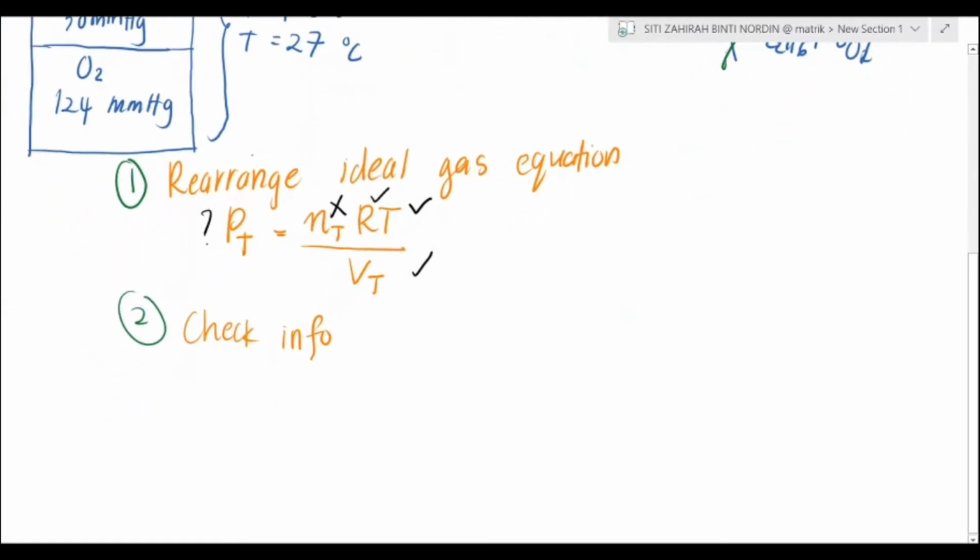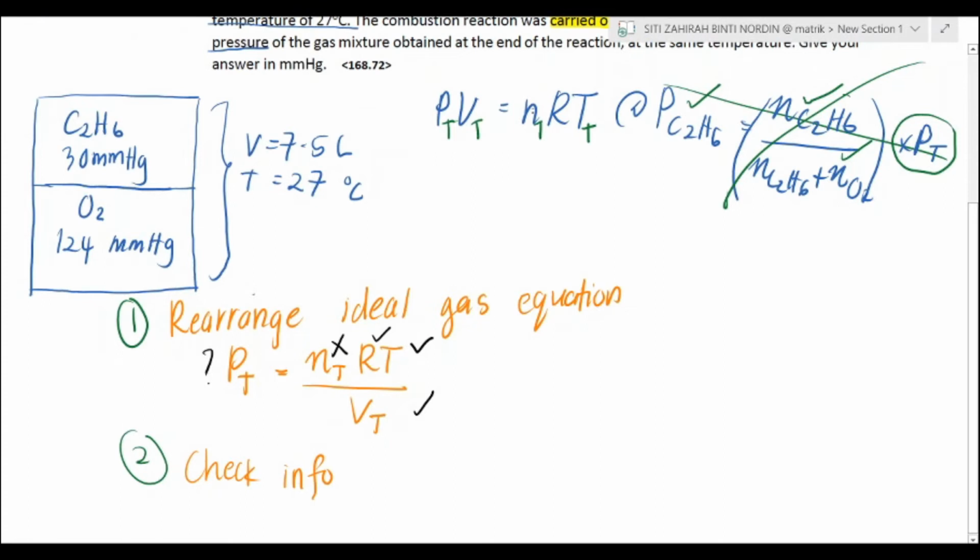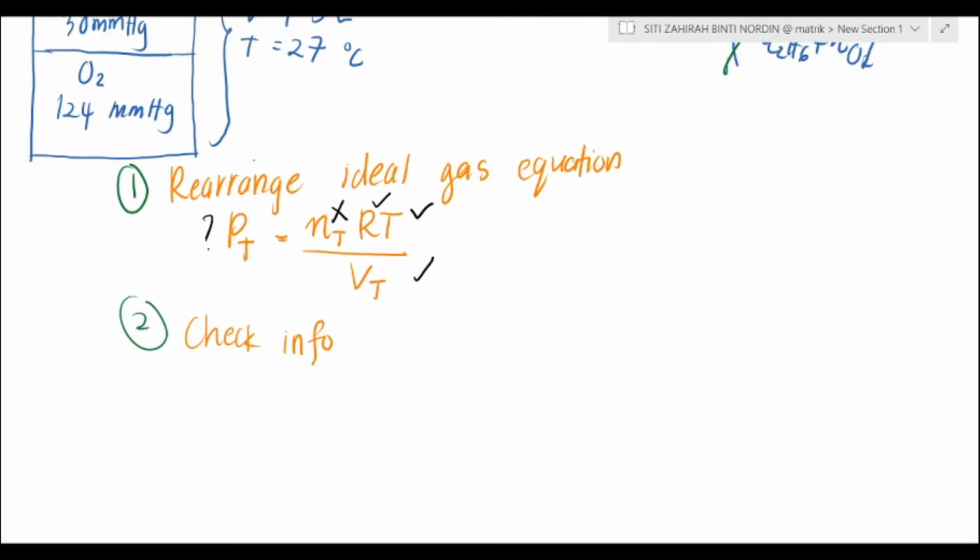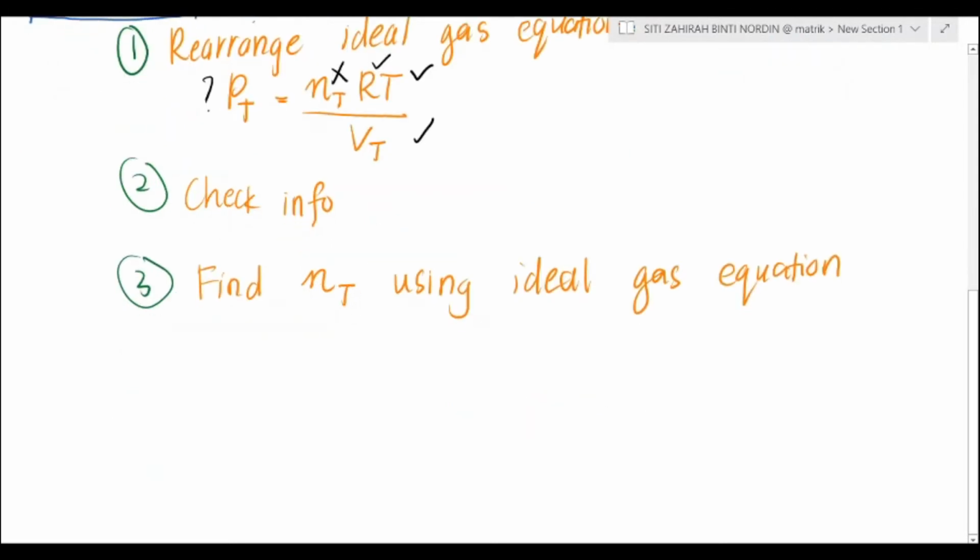It's gonna be easy for us by using again the ideal gas equation. But class, you must alter this ideal gas equation. Okay. So next is we want to find the mole total using the ideal gas equation. So just change your lower subscript. Okay, so we want to find the total mole. So we know that the mole total is equal to mole of C2H6 plus mole of O2.